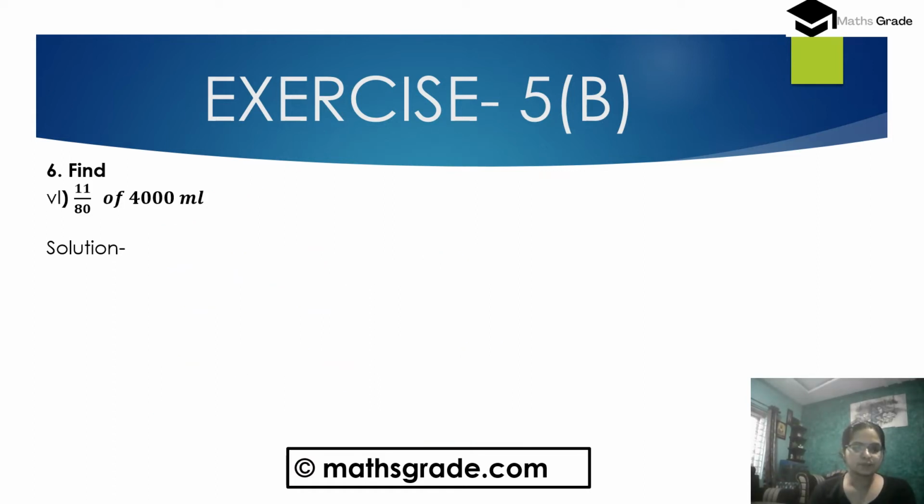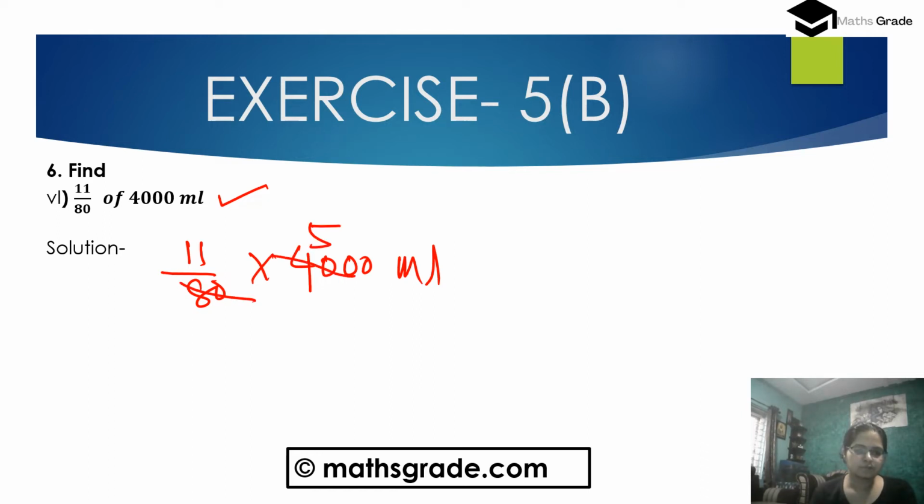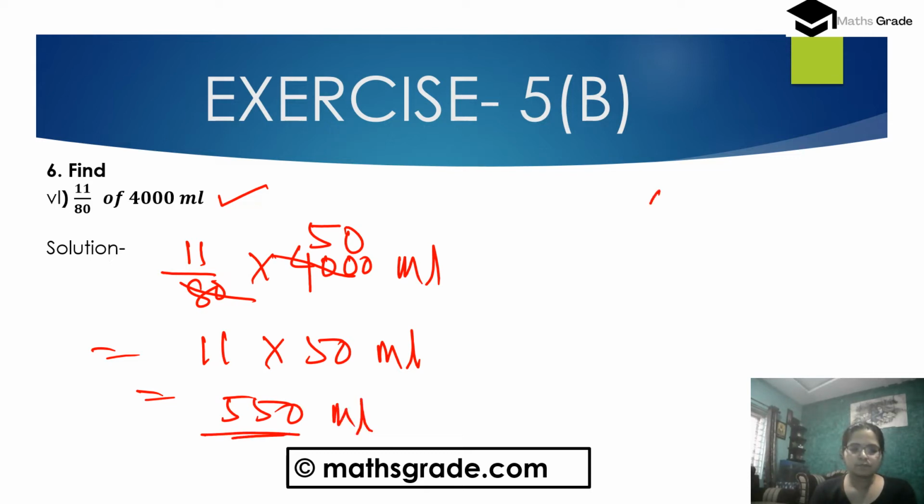Now question number 6th bit. We have to find the value of 11 divided by 80 of 4000 milliliters. So 11 divided by 80 multiplied with 4000 ml. So divide 4000 with 80. If we multiply 80 with 5, we get 400. Now this is 1 and a single 0. So multiply 11 with 50 ml. So 11 multiplied with 50 is 550. So the answer is 550 milliliters.